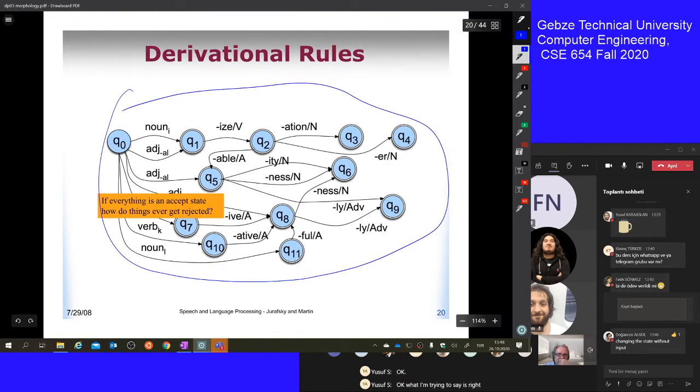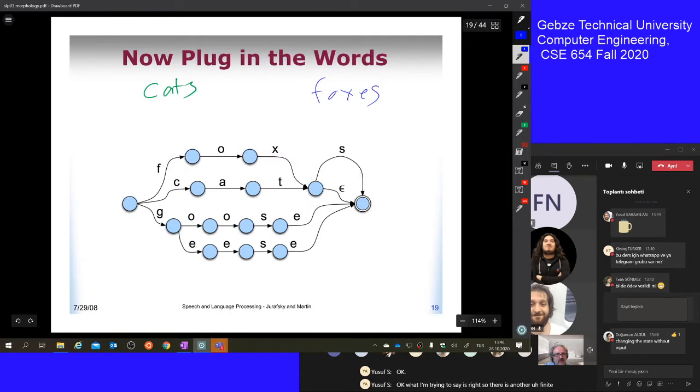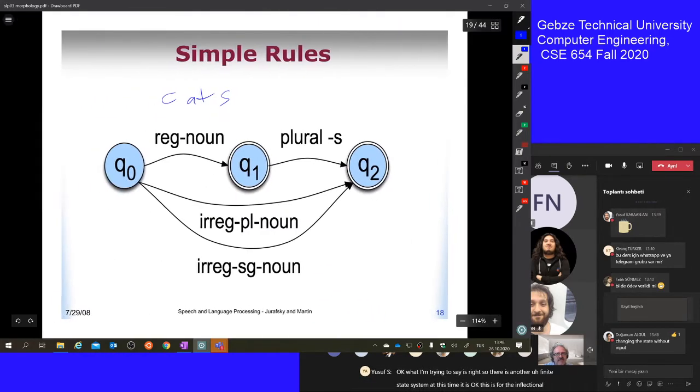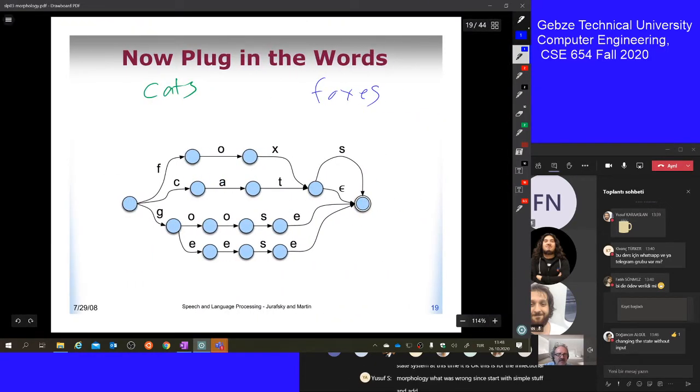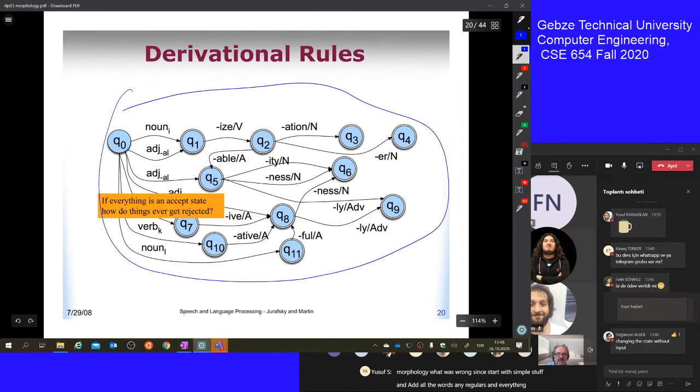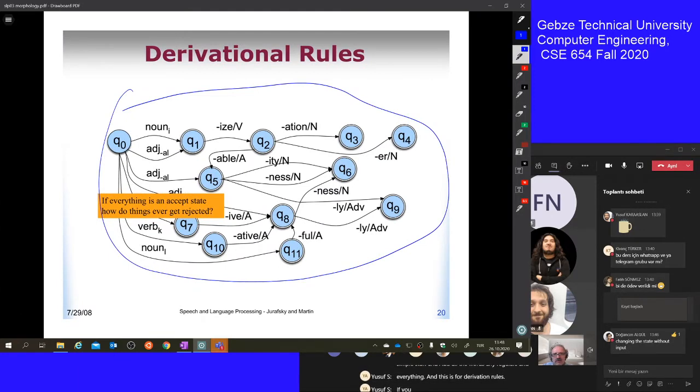So there is another finite state automata. This time it is for the inflectional morphology. What was the rule? Start with simple stuff and add all the words and irregulars and everything. And this is for derivational rules. What is noun I? What is noun K or verb K or noun L? What is noun I? Can somebody tell me what noun I is?